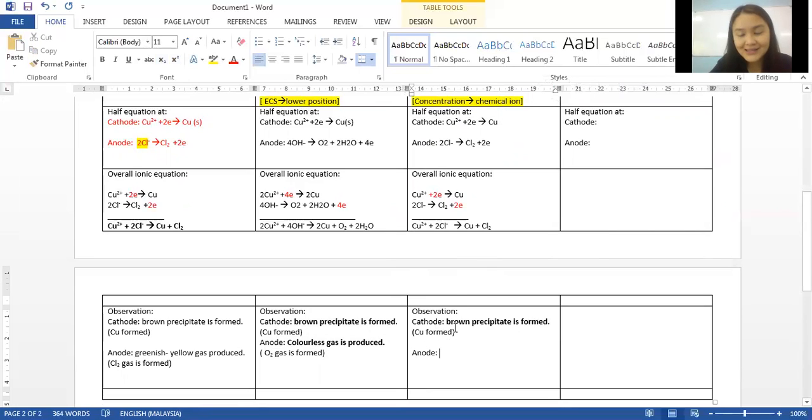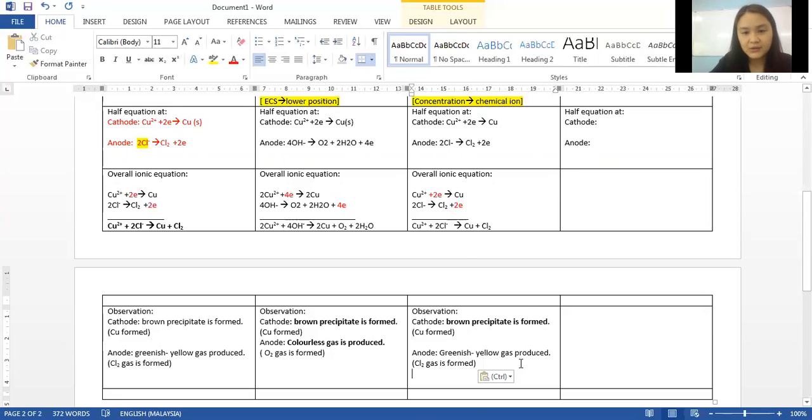Now at the anode, what do I see? At the anode, you discharge chloride and you form chlorine gas. Chlorine gas is yellowish in color. So therefore at the anode, I see a greenish yellow gas is formed. It's produced. For those who need to explain why you see greenish yellow gas at the end of the day, it is because based on my half equation at the anode, chlorine gas is formed.